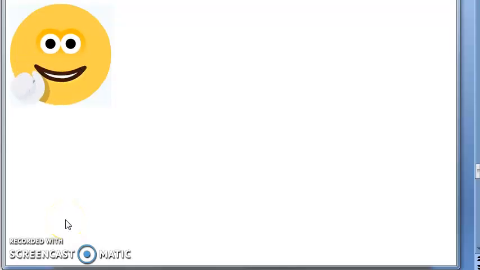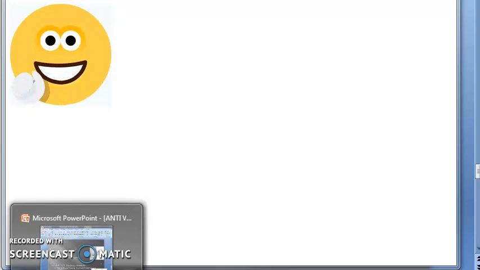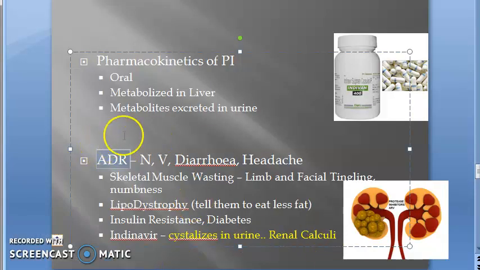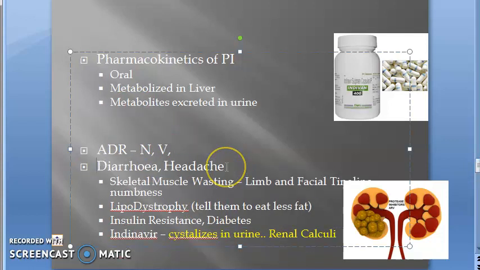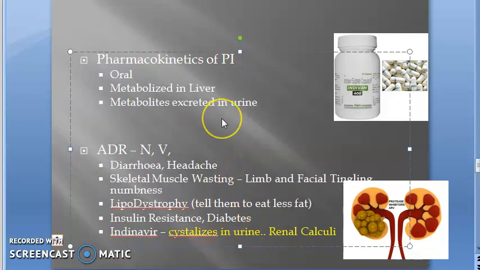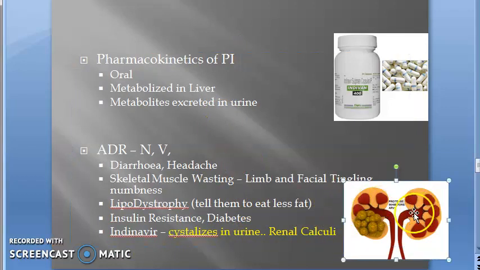Wake up guys, the actual video starts from here. We're looking at the adverse effects of protease inhibitors. So very simply you can write nausea, vomiting, diarrhea, headache. Standard, whatever you write for other drugs. But mainly you have to remember certain things, okay? Mainly you have to remember about renal calculi.